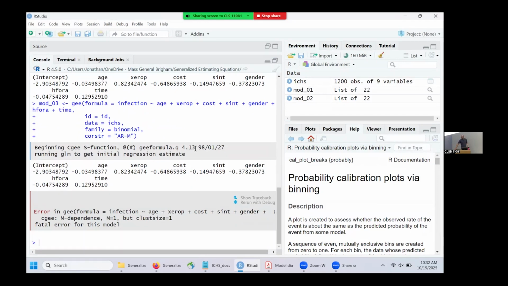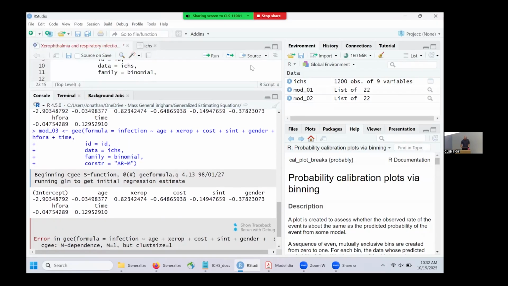But it did estimate some, right? It gave you an estimate. So what it's presenting here is it ran GLM to get initial regression estimates. So I think those are the GLM estimates. But anyway, the other 2 worked. So let's take a look at those.